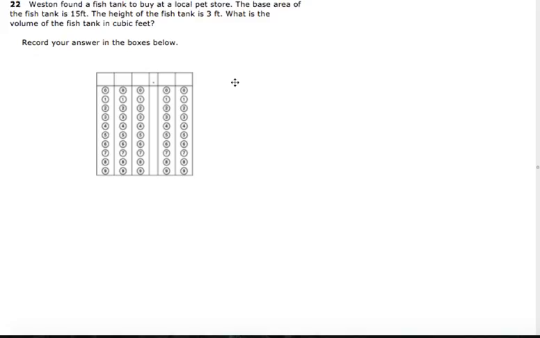Number 22. Weston found a fish tank to buy at a local pet store. The base area of the fish tank is 15 square feet. The height of the fish tank is 3 feet. What is the volume of the fish tank in cubic feet? Record your answer in the boxes below.